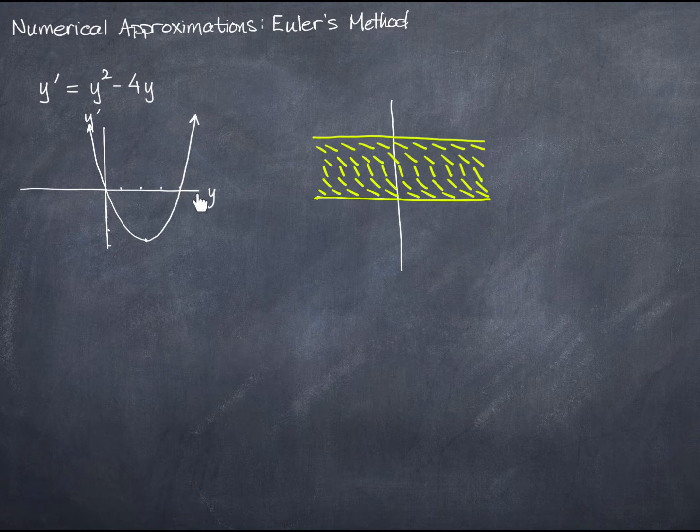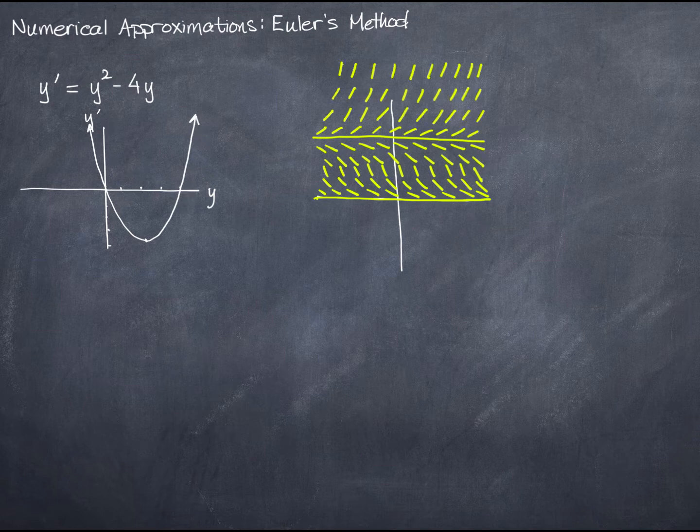When y is greater than 4, slopes are positive. They start small and get bigger. And when y is less than 0, the slopes are also positive, and they start small and get bigger there as well. So they're positive, but they start small and get bigger and bigger, steeper and steeper. They're starting small here, but as y gets farther to the right of 4, farther away from 4, they get steeper and steeper.